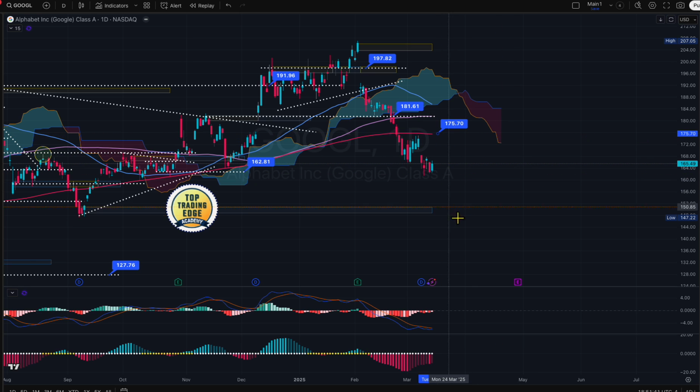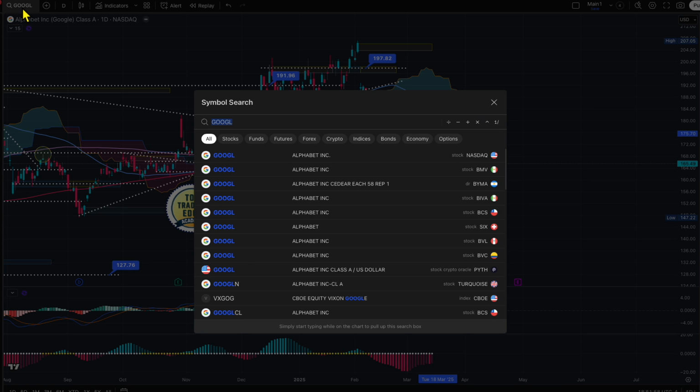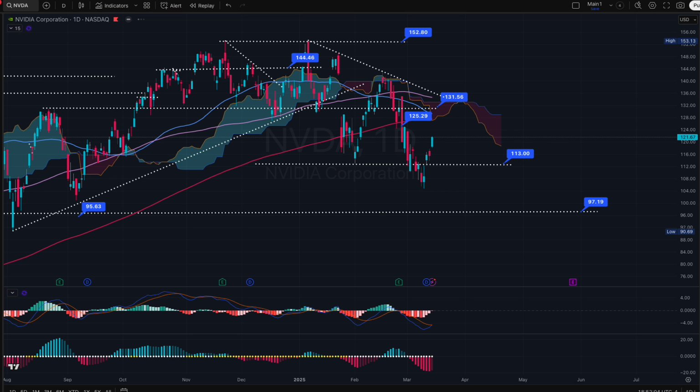200 SMA right here, 175. Right, so if that rejection comes, we could go a little pullback. But Google is alright compared to Microsoft and Apple. They're looking more bearish compared to Google. All right, then what do we need to look into? Google, Microsoft, Apple, NVIDIA. All right, let's take a look at the NVIDIA.